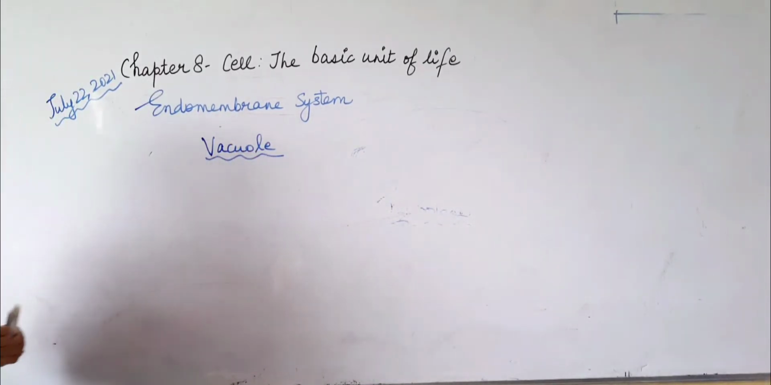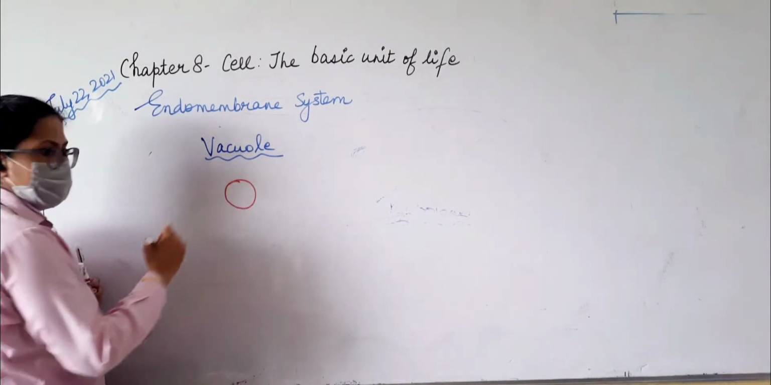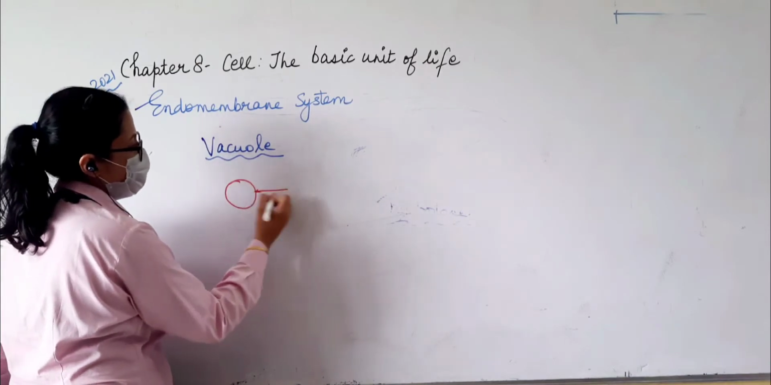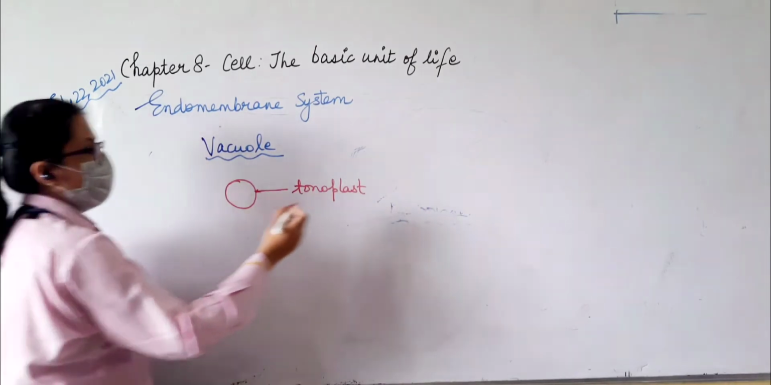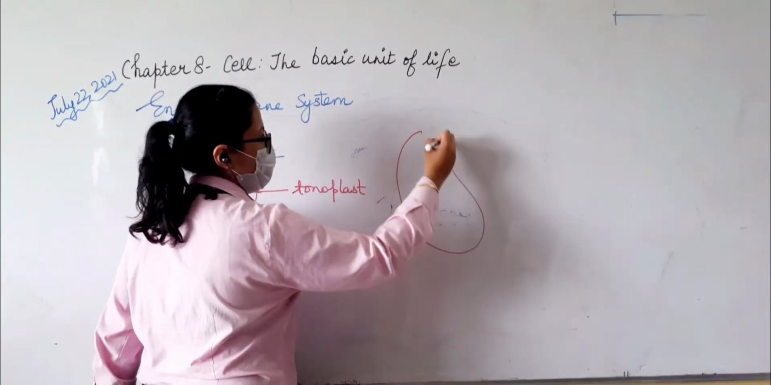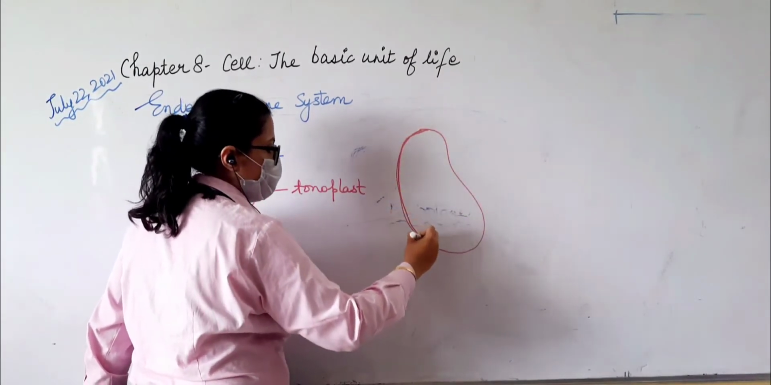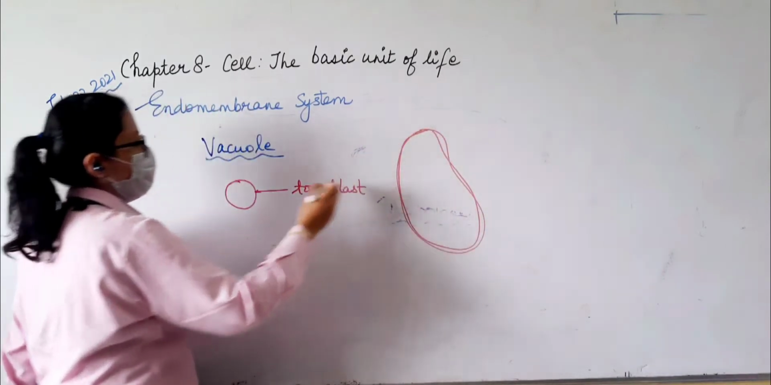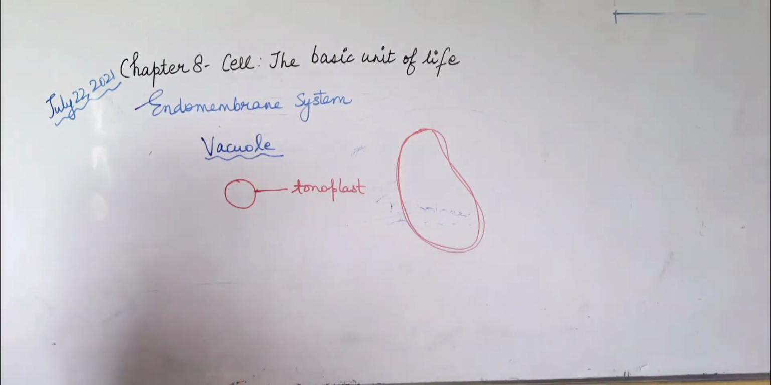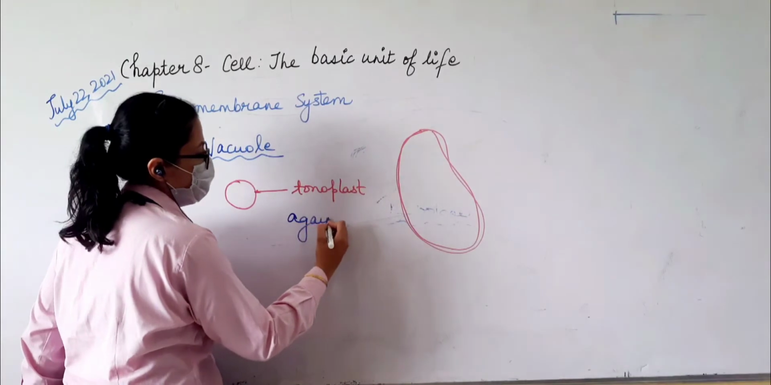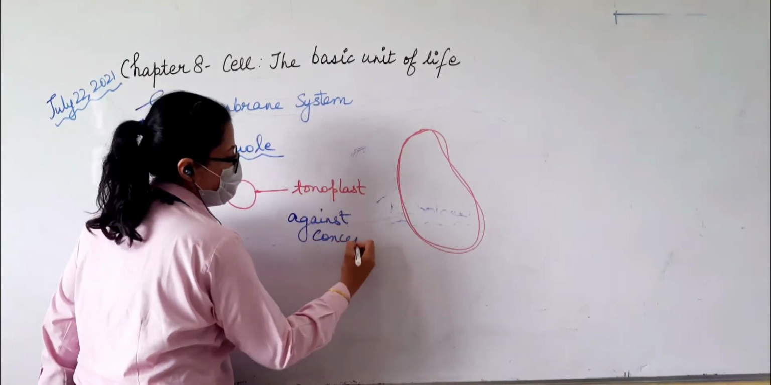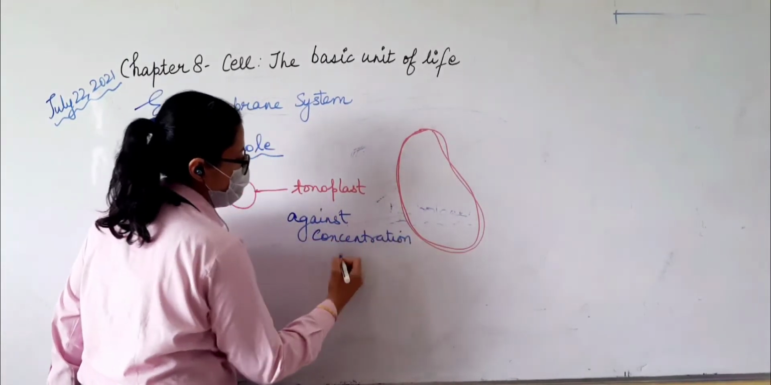Okay, what is the vacuole? Again, it is having a membrane. This is the outermost membrane, and that membrane is called tonoplast. Remember, in plant cells we had made this long vacuole. This outermost layer of this vacuole is called tonoplast. What is the function of tonoplast? It will help in movement of nutrients against concentration gradient. Against concentration gradient. Please understand this.